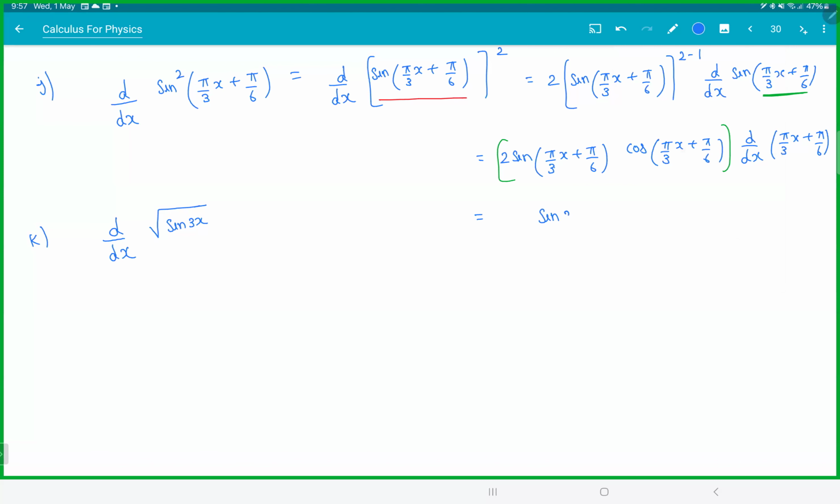This is sine of 2 times pi by 3x plus pi by 6. And that derivative would be pi by 3 plus 0. So this is pi by 3 sine of 2 pi by 3x plus pi by 3. Check. That 2 sine theta cos theta with sine 2 theta comes up a lot.